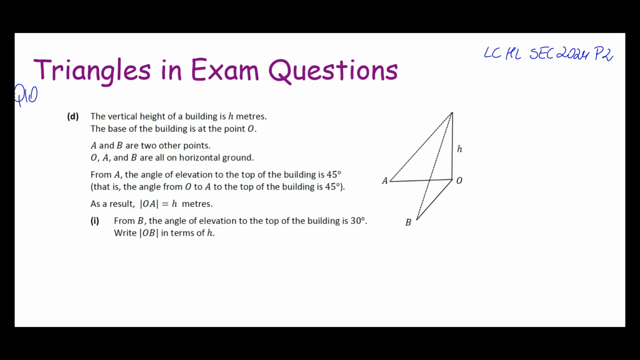Let's look at how triangles are examined in our Leaving Cert. So this is question 10. It was about Chloe and her bicycle, but this part has nothing to do with the previous parts.